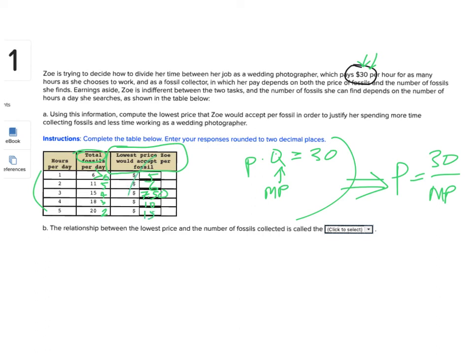So there we have it. For my numbers, each of you has a different number. And then you get this drop-down menu. This is Zoe's supply curve.